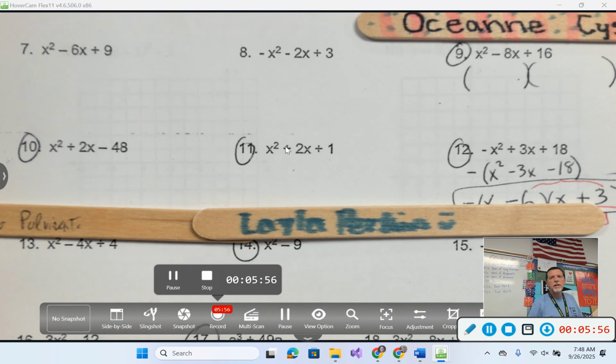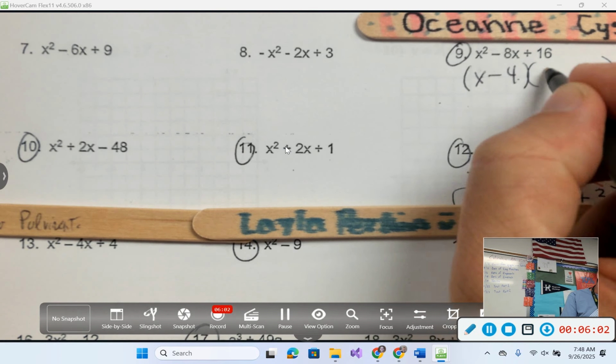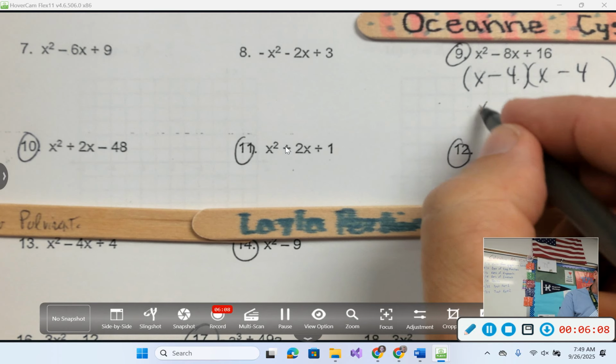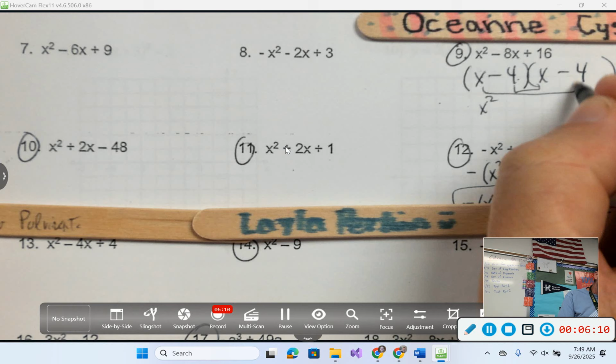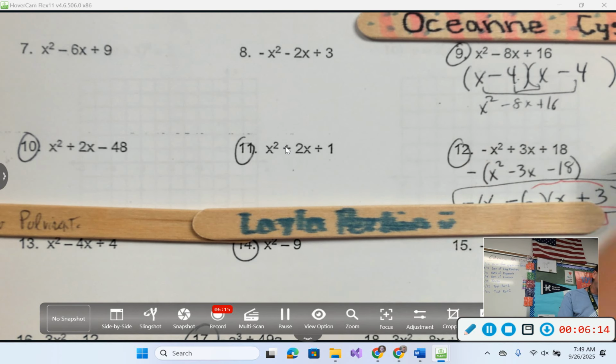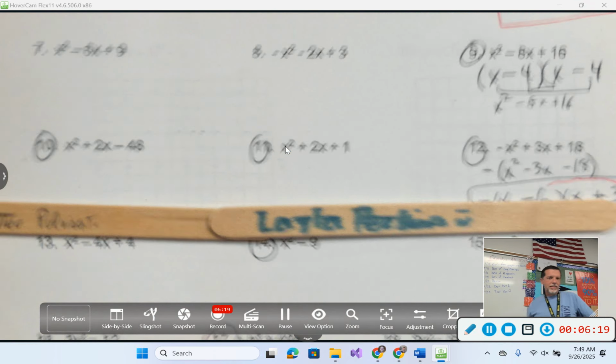How about what happens, or what do we get when we factor x squared minus 8x plus 16? Good. And again, if you aren't sure, you guys know this, you just FOIL it to make sure. X squared minus 8x plus 16. So you know you got it right. Again, you'll know if you got it right or if you don't have it yet.